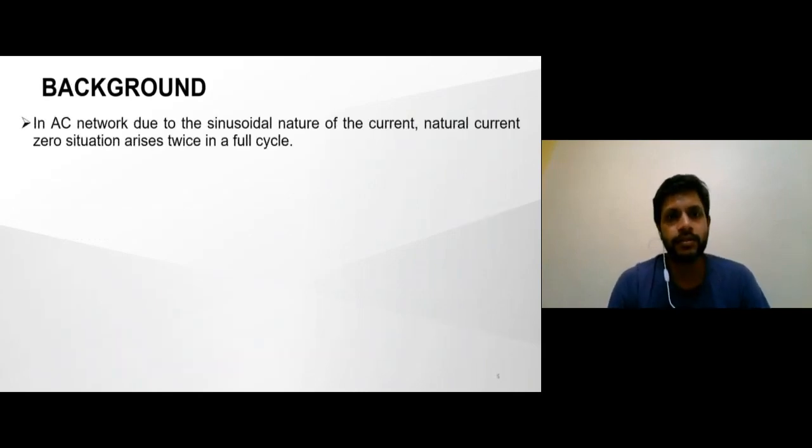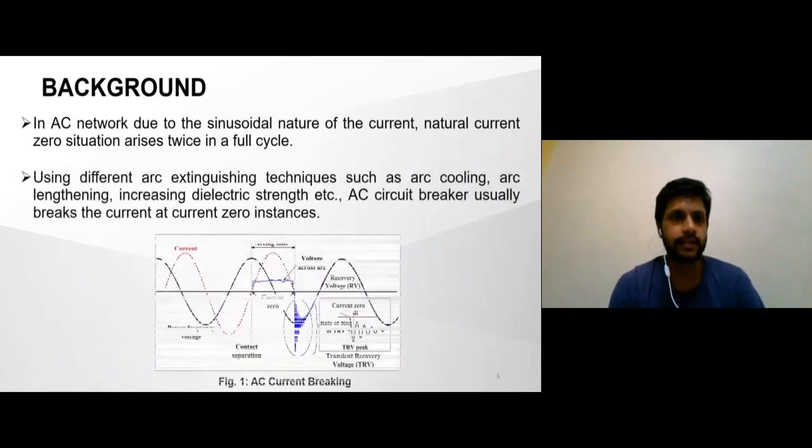In an AC network, due to the sinusoidal nature of the current, a natural current zero situation arises twice in a full cycle. Different arc extinguishing techniques such as arc cooling, arc lengthening, or increasing the dielectric strength of the medium are used at these current zero instances. If we look at figure number 1, we can see this is the point where the current zero situation arises, the natural current zero point. At this point, there is no current in the network, so there is no arc, and the arc as well as the current is extinguished quite easily.